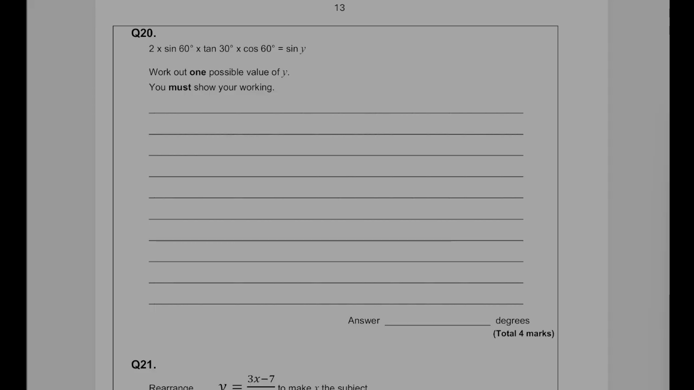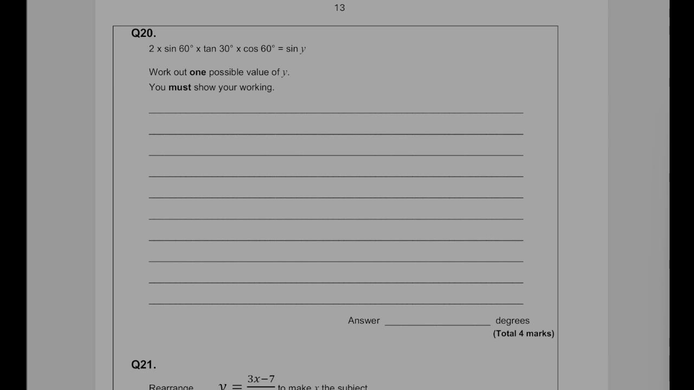Right, question 20. So again, if you got the original version of this paper, there was a quarter in here, and that just didn't work out, so I hadn't fully thought the question through. Question that we should have, and apologies if you've got the early version: 2 times sine 60 times tan 60 times cos 60 is equal to sine y. Work out one possible value for y. You must show your working.